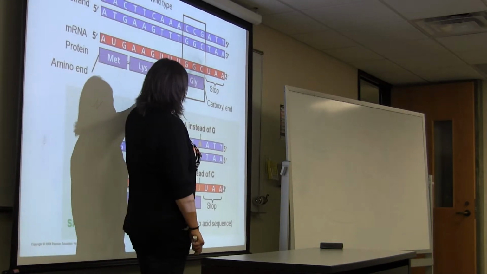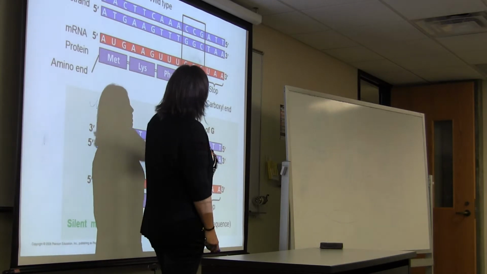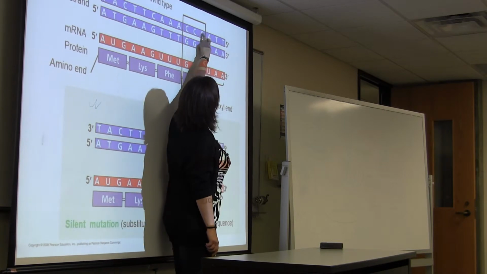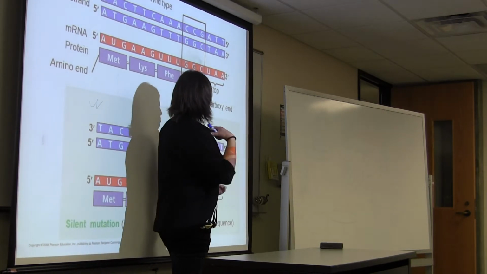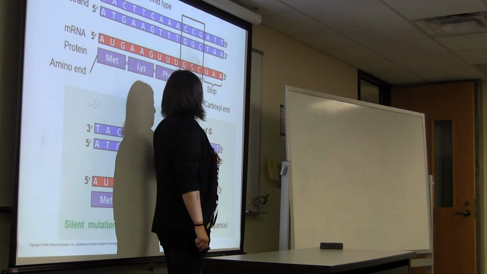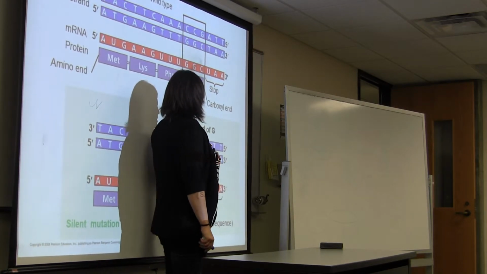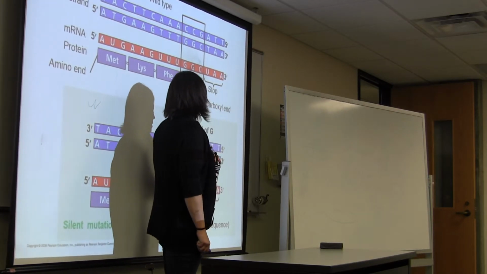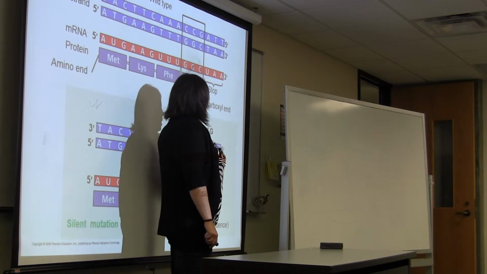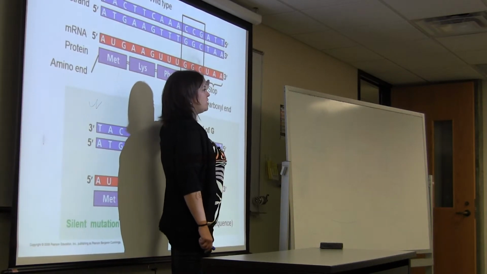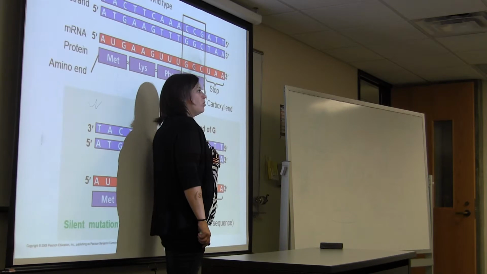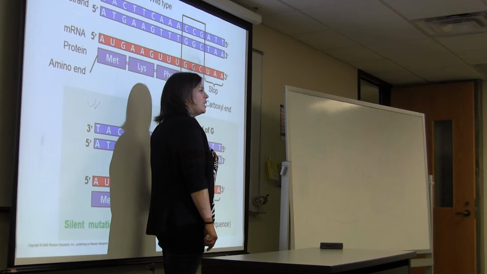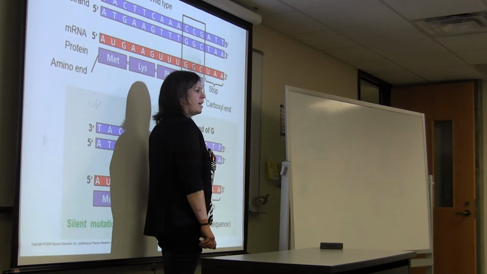So in this case, we're going to be looking at a silent mutation. So let's just say we have this CCG right here. And we mutate that third base in the codon. So we mutate it to an A instead of a G. So now this codon is going to be CCA. And so when we transcribe that, it's going to be GGU instead of GGC. But GGC and GGU both code for glycine. So you're still having a mutation, but you're not affecting the overall amino acid sequence. So that's a silent mutation.